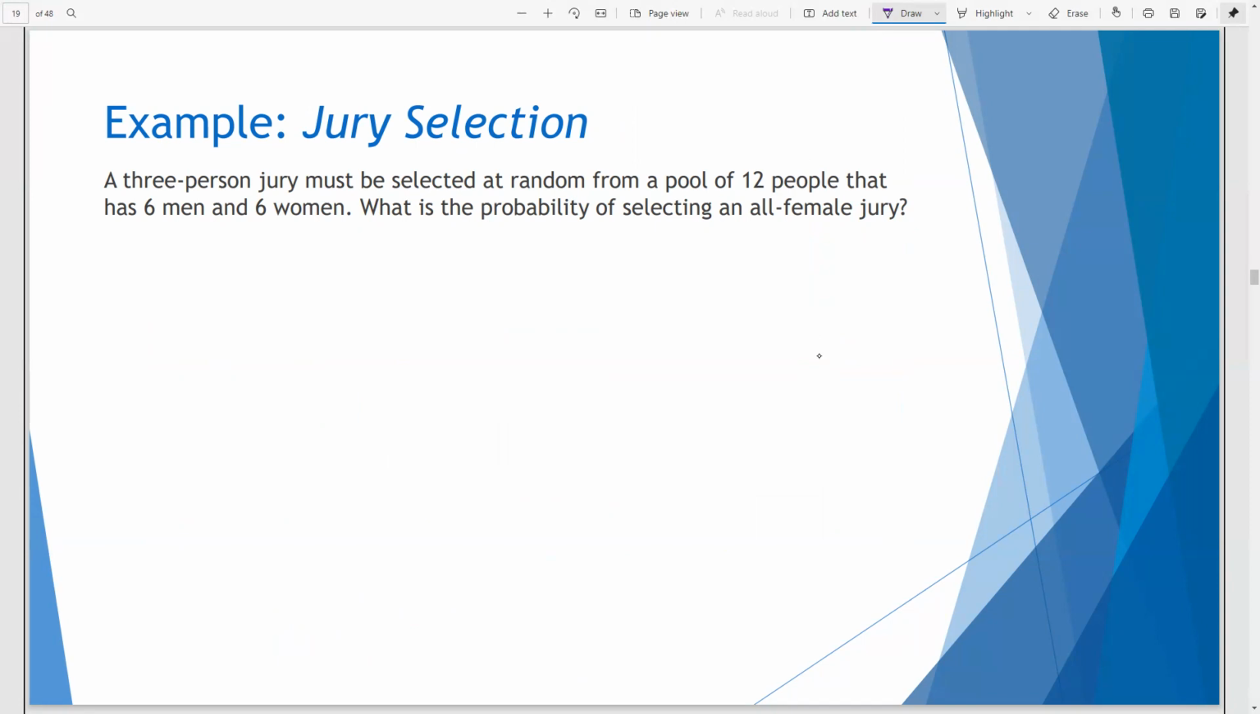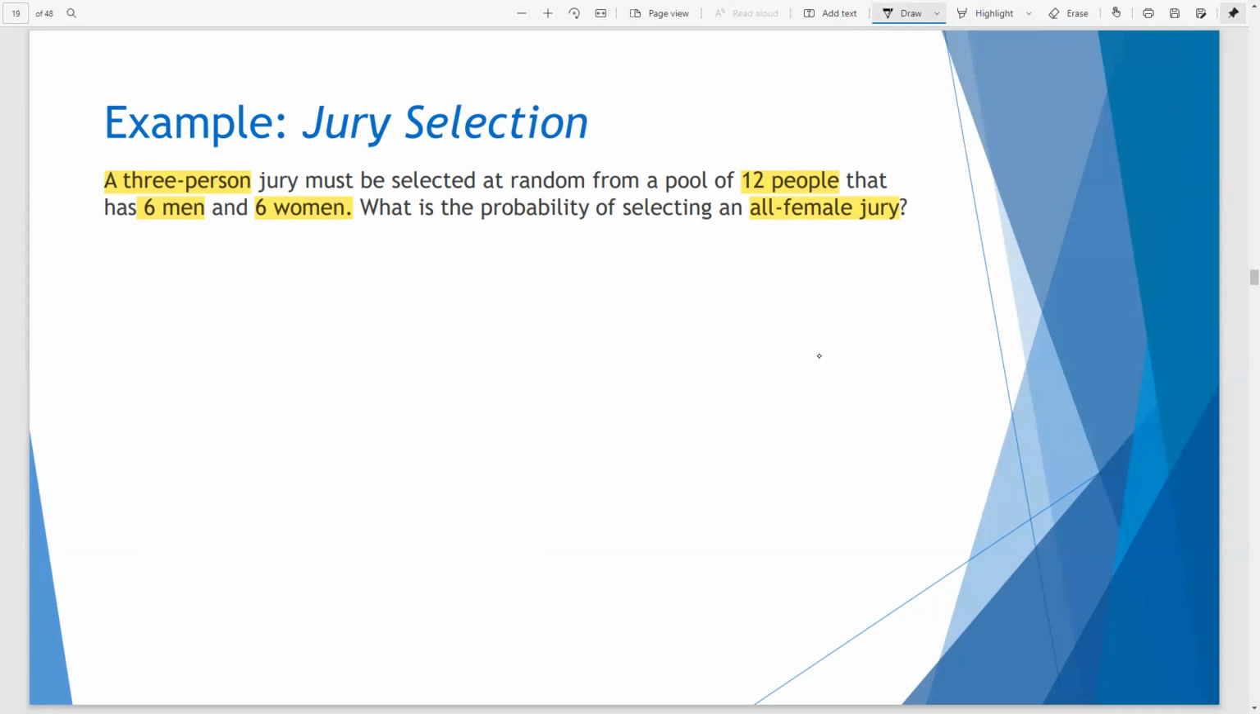Right, the next one. So 3 persons must be selected for a jury duty. A 3-person jury selected at random from a pool of 12 people that has 6 men and 6 women. Right, 6 men, 6 women. What's the probability of selecting all female jury? Right, jury. So we need to select 3 persons, right? And 3 of them are female.